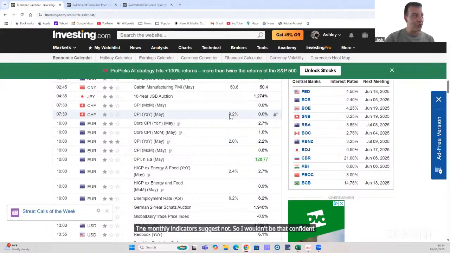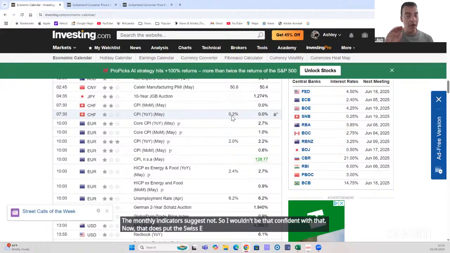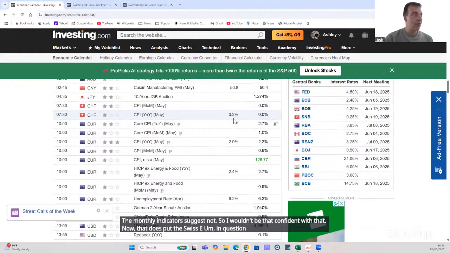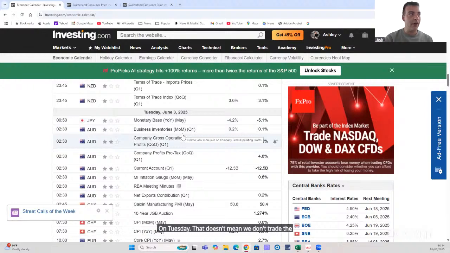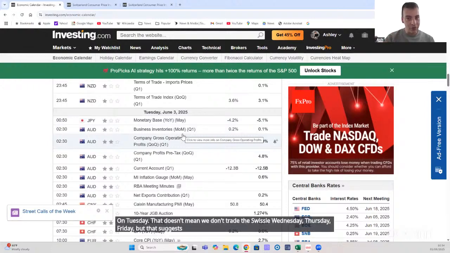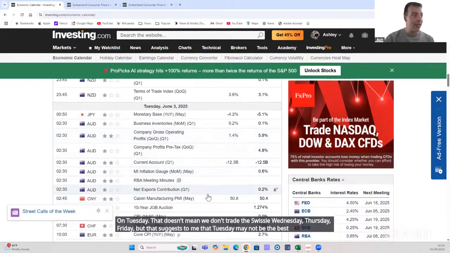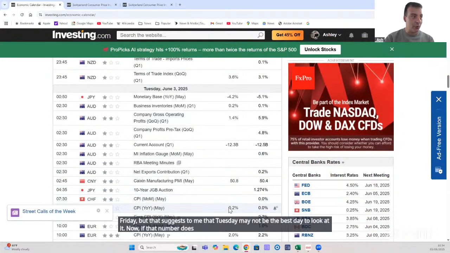Now, that does put the Swissy in question on Tuesday. That doesn't mean we don't trade the Swissy Wednesday, Thursday, Friday, but that suggests to me that Tuesday may not be the best day to look at it. Now, if that number does come in at 0.2 or above, then things change again.